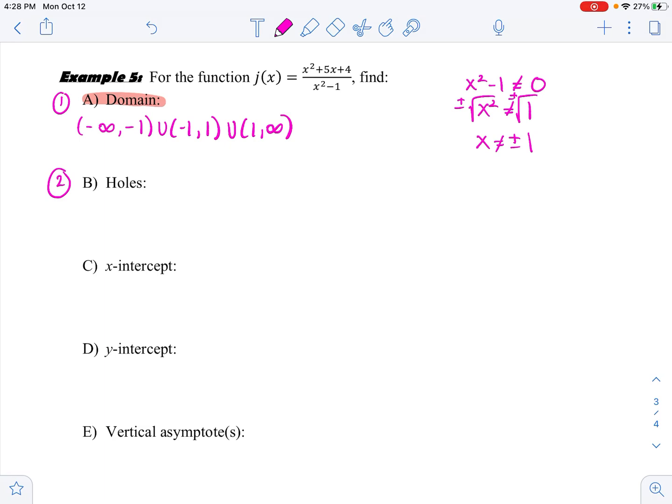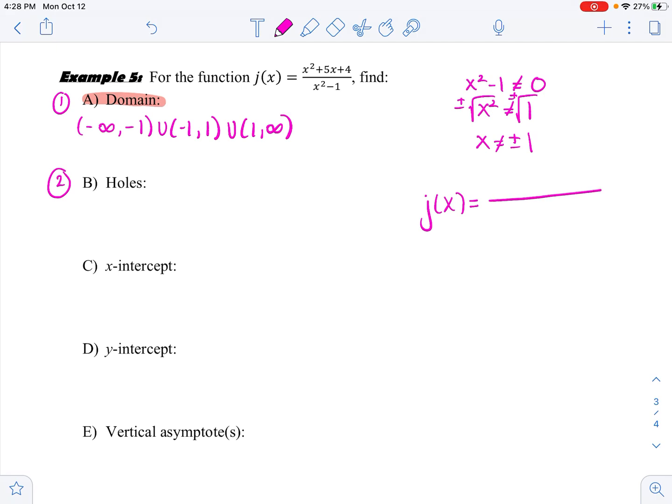All right, next I'm going to see if there are any holes in the graph. So I have to say, is my numerator factorable? Is my denominator factorable? By looking at them, I can say, yes, both are. I don't know if any common factors cancel out yet, but I can see that they are both factorable. So off to the side, I'm going to do j of x equals. Don't forget j of x equals.